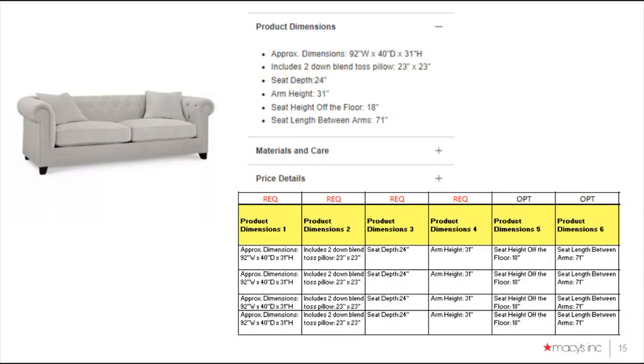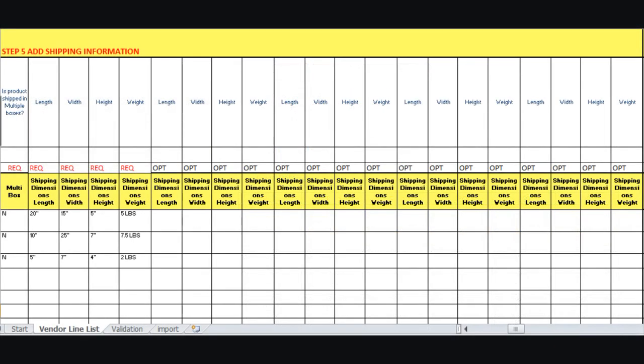Depending on your product, please disclose any dimensions a customer would need to know. For example, a couch would include metrics such as seat depth, arm height, seat length, and approximate total dimensions. For more guidance on how to write your product dimensions, please reference any merchant-provided examples and any pages for similar items on Macys.com. For Step 5 on the VLL, please provide any shipping information available.